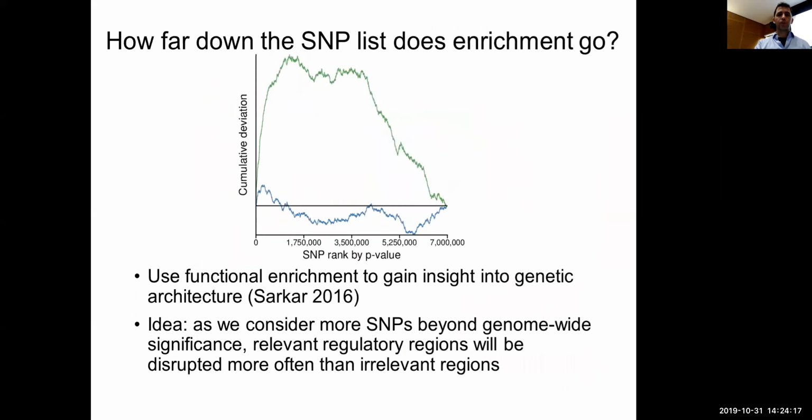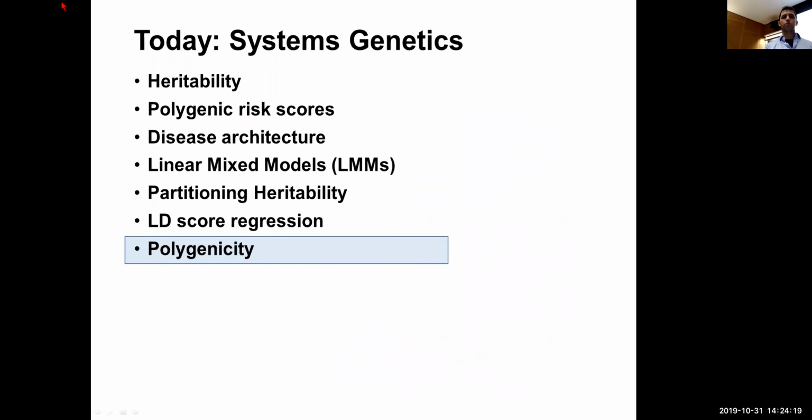So what did we talk about? We talked about heritability, this dramatically important concept. We talked about polygenic risk scores. We talked about disease architecture, linear mixed models, how to partition heritability, how to understand the relationship between the chi-square statistic and the overall LD score through LD score regression, and how you can use that to start partitioning heritability in a different way. And then this dramatic polygenicity.